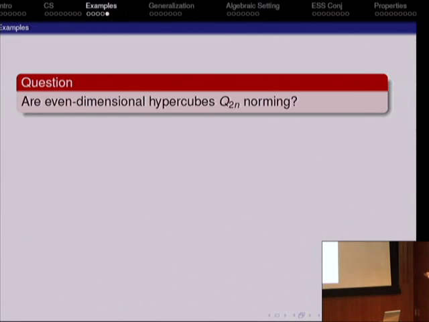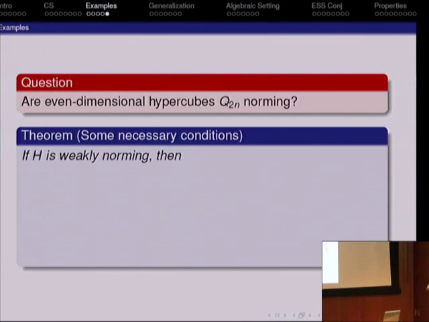So n equals 1 is the C4, it's a norm, but the next one is Q4, which is on 16 vertices, and it's too big for, I don't know, applying flag algebras or something to resolve it. So I don't know the answer to this.